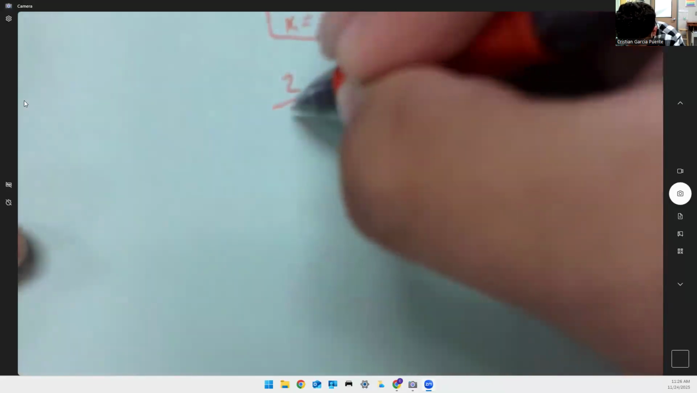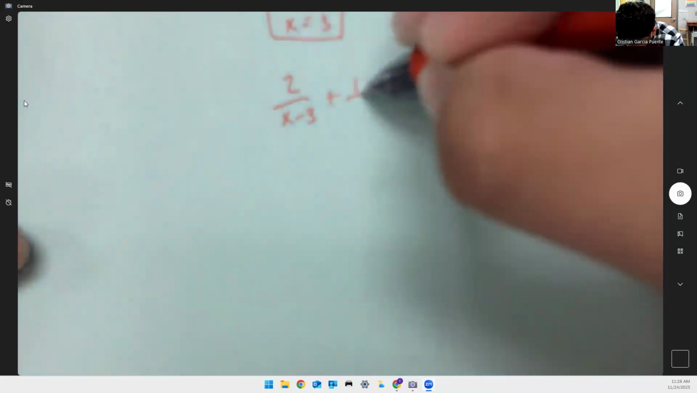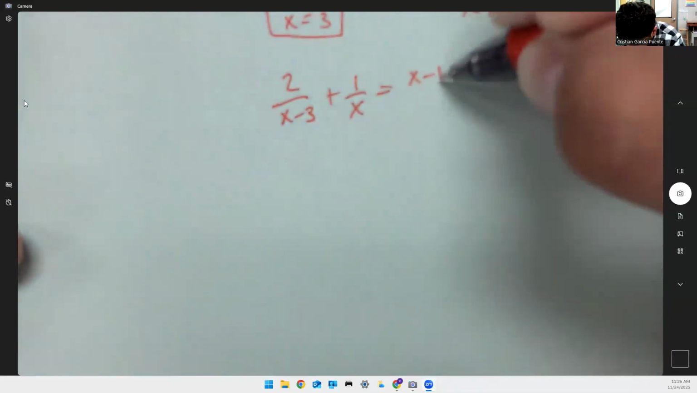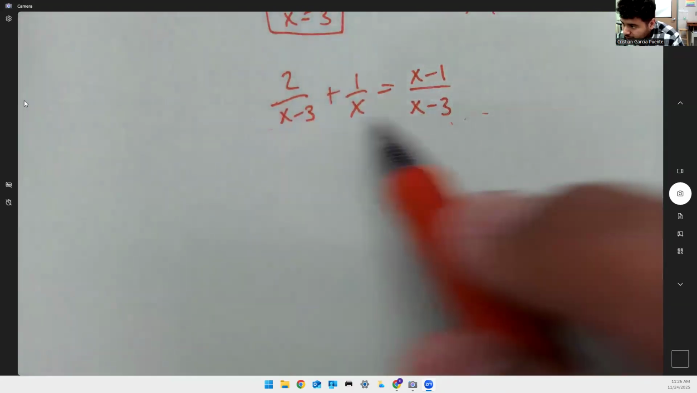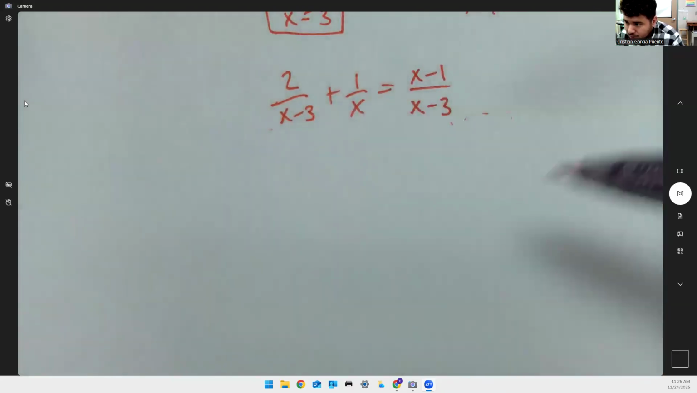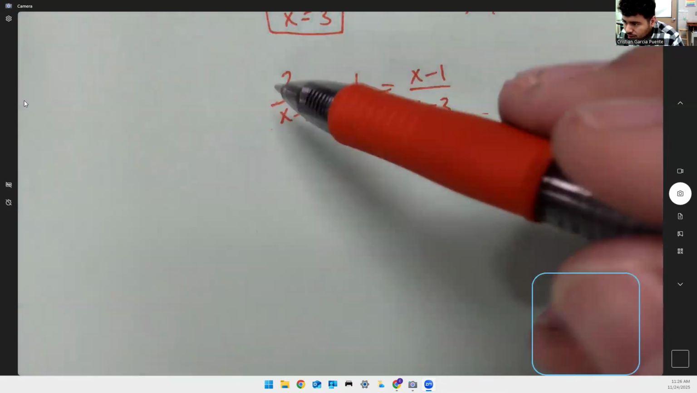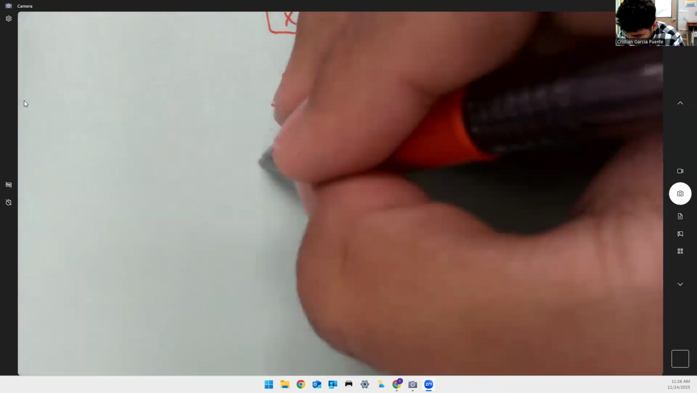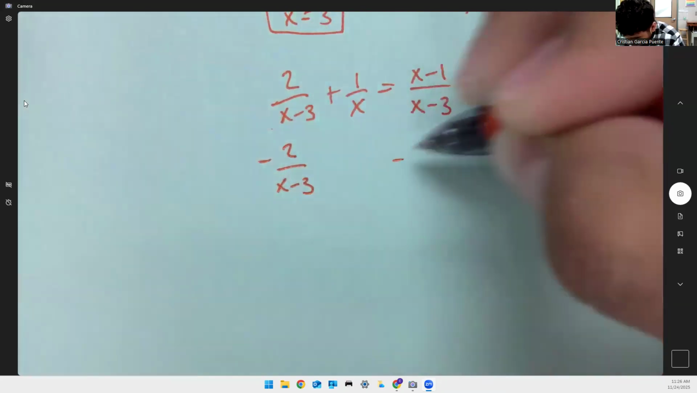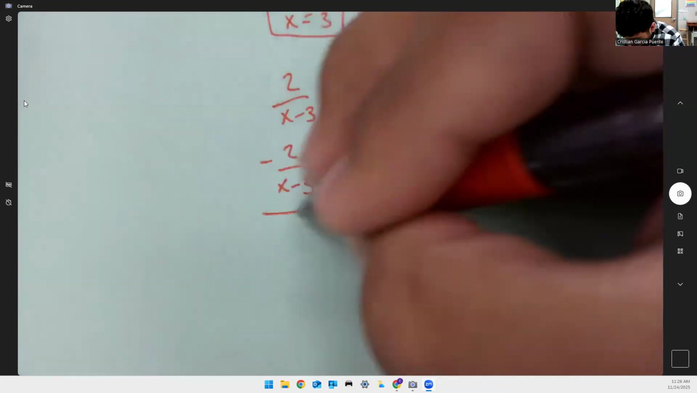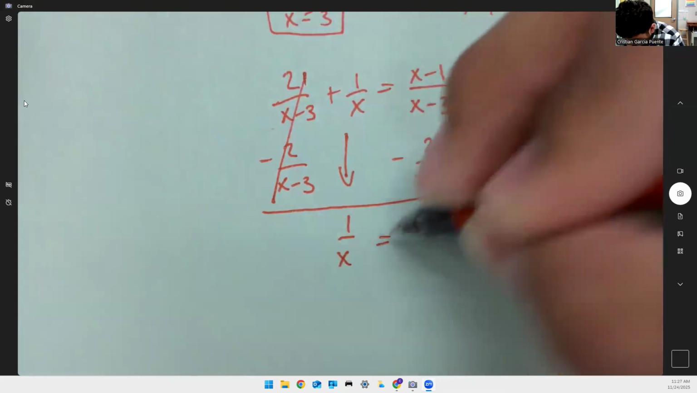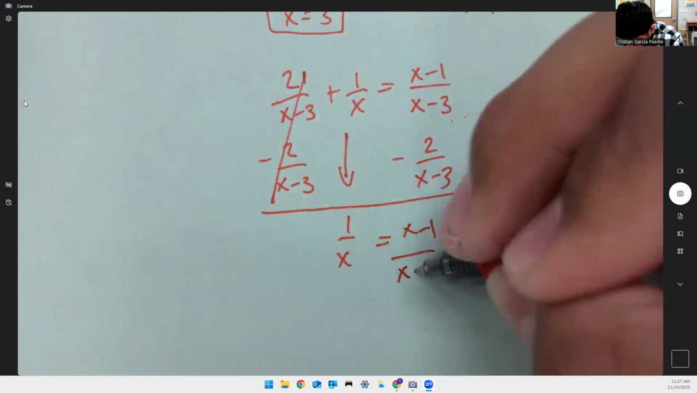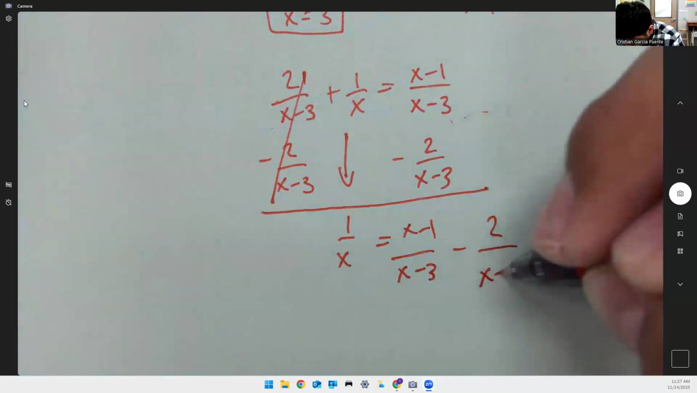Now, I'm going to rewrite the problem that we originally had. So you had 2 over x minus 3 plus 1 over x is equal to x minus 1 over x minus 3. Now, you see how we have two fractions that have x minus 3 in the denominator? Let's move them to the same side. So since this one's already by itself, let's move this one to the right side. So minus 2 over x minus 3 on both sides. So this is going to cancel. This 1 over x is going to drop. It's going to equal x minus 1 over x minus 3 minus 2 over x minus 3.